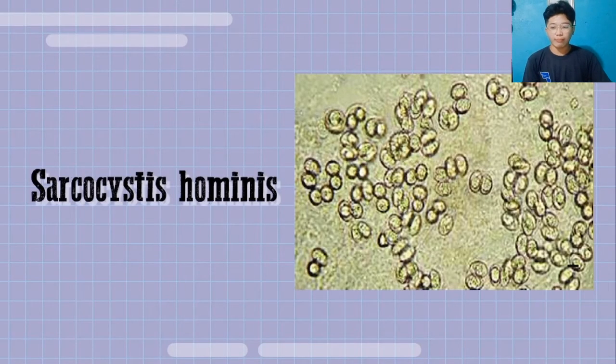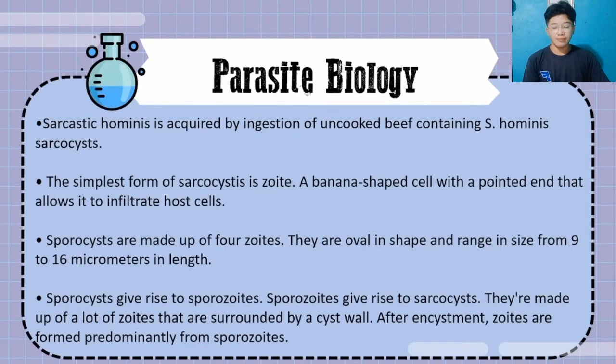Sarcocystis hominis. Biology. Sarcocystis hominis is acquired by ingestion of uncooked beef containing S. hominis sarcocysts. The simplest form of Sarcocystis is the zoite, a banana-shaped cell with a pointed end that allows it to infiltrate host cells. So, Sarcocystis hominis life cycle.